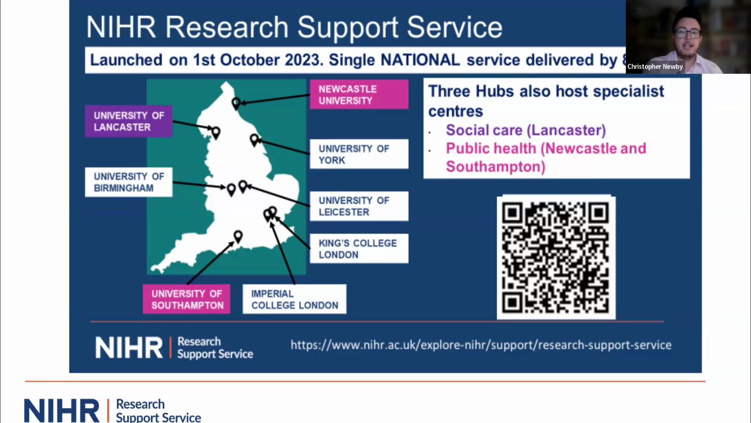And basically, you can access any of these 8 hubs. You just follow this link or the QR code, and you can pick a hub and we can support you there. There are 3 hubs which have specialist centres, that's social care, and 2 for public health, and also King's College specialise in mental health. Next slide, please.